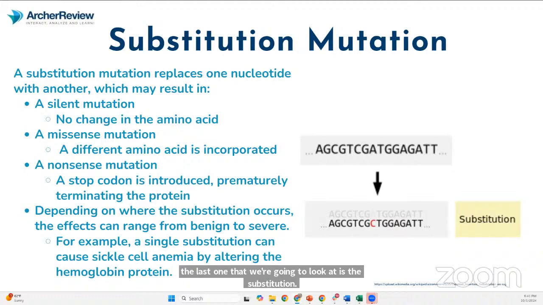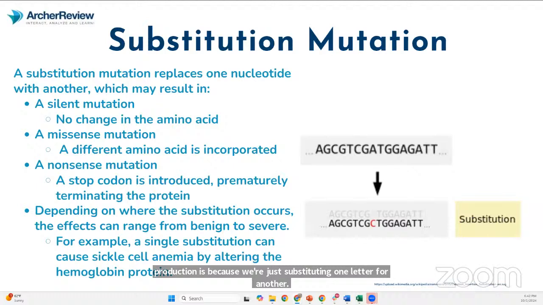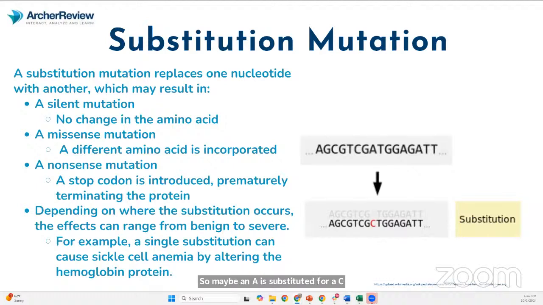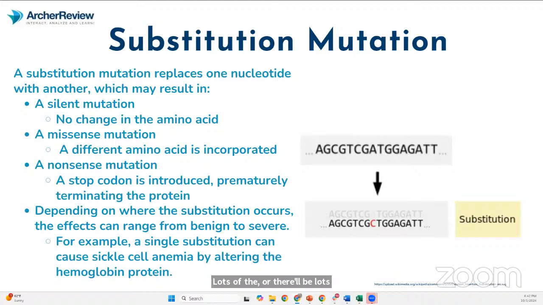Finally, the last one that we're going to look at is the substitution mutation. This is actually one that typically may not even impact the protein production. And the reason that it doesn't always impact the protein production is because we're just substituting one letter for another. So maybe an A is substituted for a C, or in this case, a C is substituted for an A. And so this might be a silent mutation where it doesn't change the amino acid. There'll be lots of 3 base codes that code for the same amino acid. So even though there was a substitution, it might code for the same amino acid.